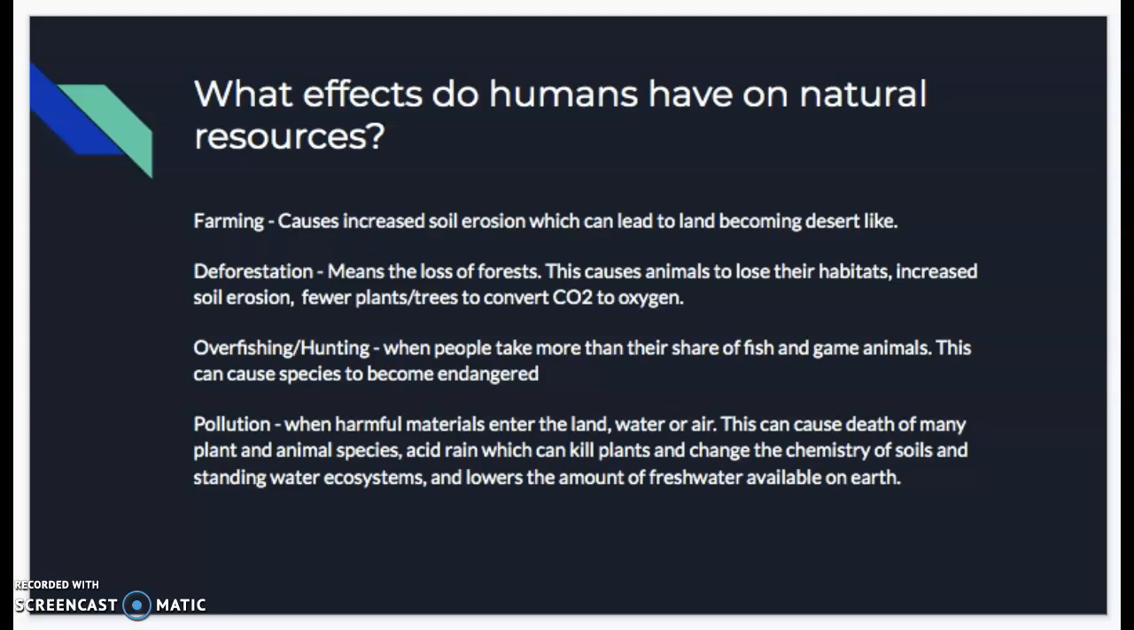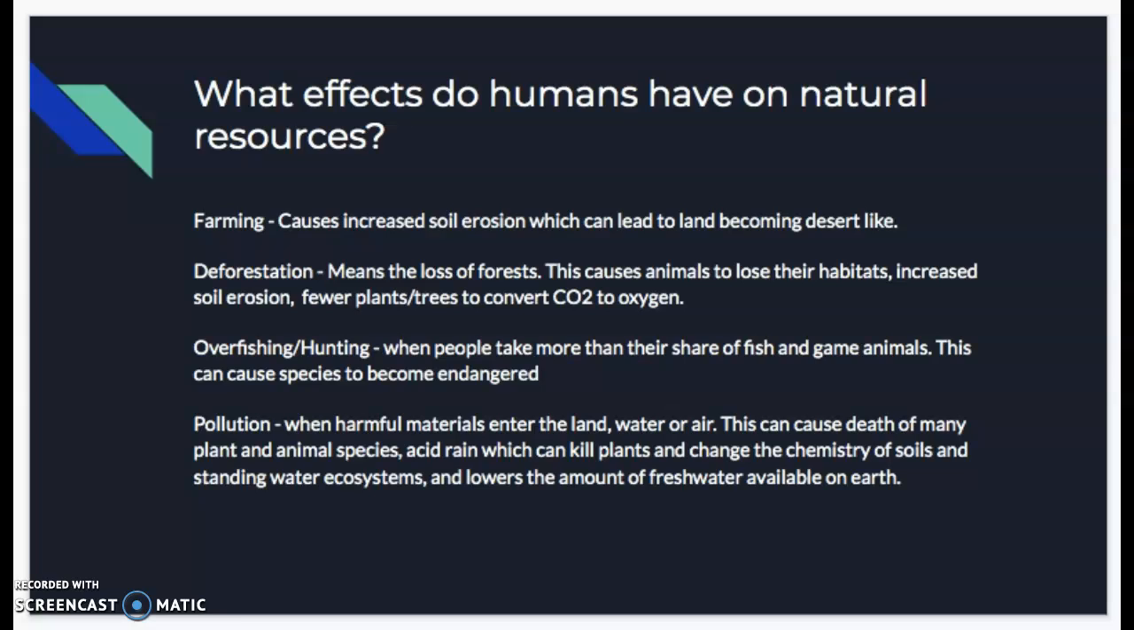And this often will lead to causing the land to become like a desert. It's called desertification, and it's happened in several areas. But you overuse the land and you use it improperly, and it causes it to be infertile, and you can't really grow much there anymore.